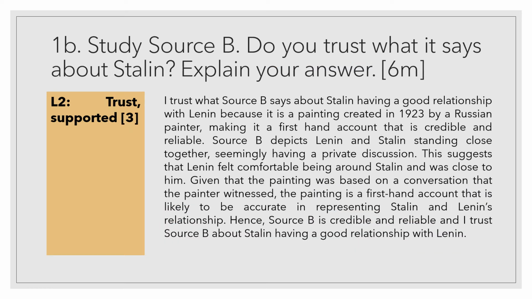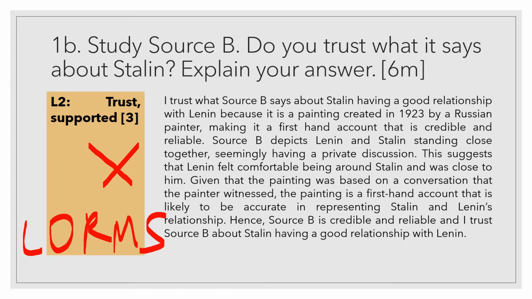Now, level 2 is for you to pass the question, but this is actually a wrong answer. Why is it that a wrong answer still allows you to pass the question? This is because of the LORMS, the level of response marking scheme. Even though your answer is wrong, it does show a level of thought where you are able to logically explain your stand, even if your stand is wrong. So: I trust what source B says about Stalin having a good relationship with Lenin.